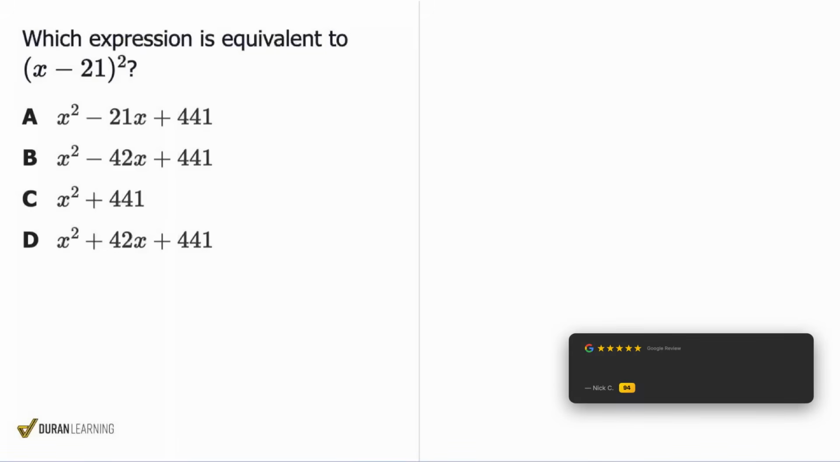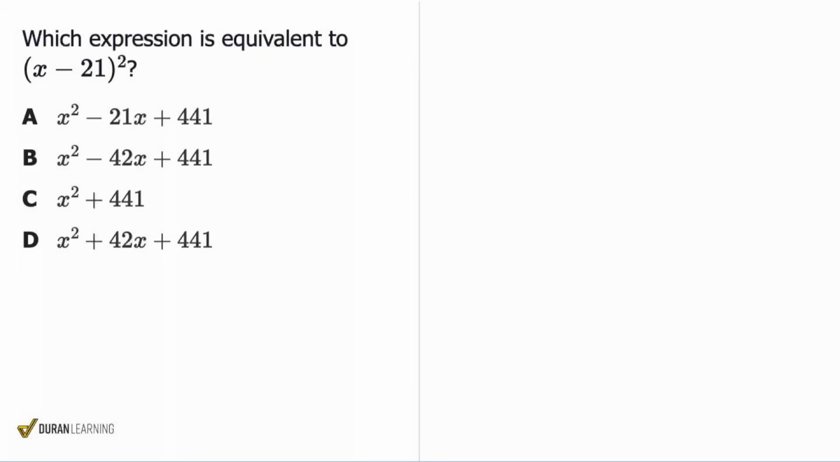All right, on to the next one, my party people. So here, which expression is equivalent to x minus 21 all squared? So this one's going to be a good one, because if you've been paying attention to the previous questions, then you might think that, oh man, I know the shortcut to this one, but you have to be careful, everybody, because we have a negative here on the inside, and that can change some things up. So we have to be careful.